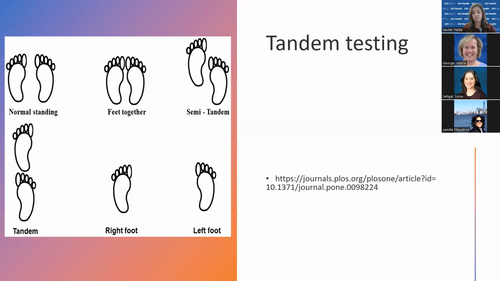Then the next is to do single leg stance, right versus left. I will have them switch up their feet with the semi-tandem and the tandem, because we are kind of dominated by one side versus the other.